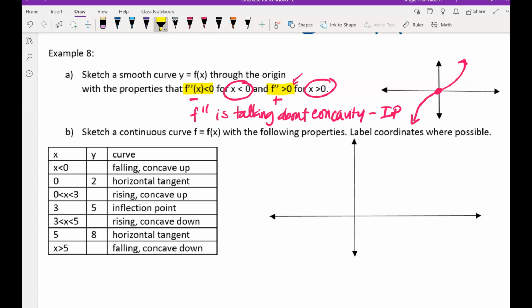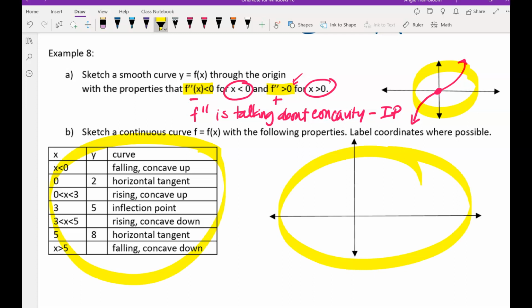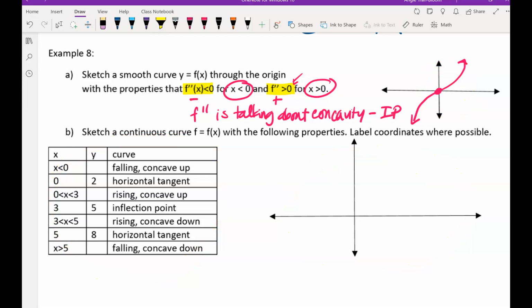Now on B, I understand that if you guys printed your notes earlier, this is not going to be here. Neither these graphs here. So can you guys take a minute and sketch it in or write it in before we start? If we have to, can you just pause this video, copy all of those down, okay? B, sketch a continuous, okay, mind you, continuous curve of y equals f of x with the following properties. Label coordinates where possible.